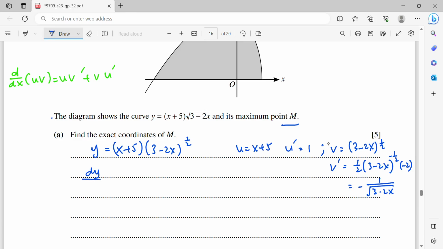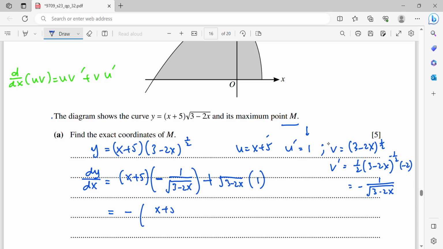So now my dy/dx will be u v prime, so x plus 5 times negative 1 over square root of 3 minus 2x, plus the power half, I can change to square root, square root of 3 minus 2x, multiplied with the u prime. U prime is 1. Okay, so from here, I can get the same denominators, or probably you can just simplify first. I expand the first two brackets. So it will be negative of x plus 5 over square root 3 minus 2x, then plus square root of 3 minus 2x.